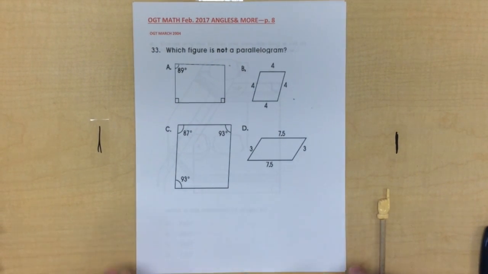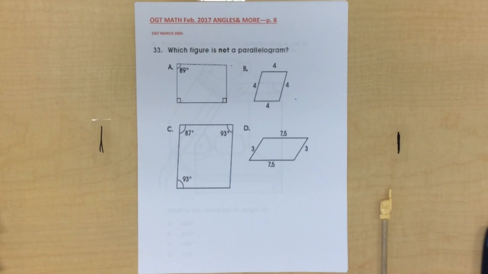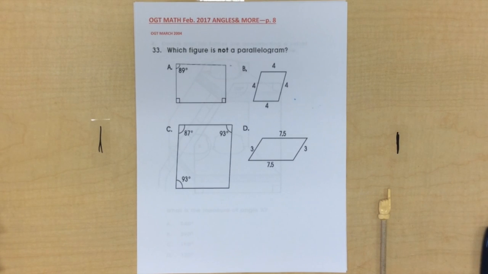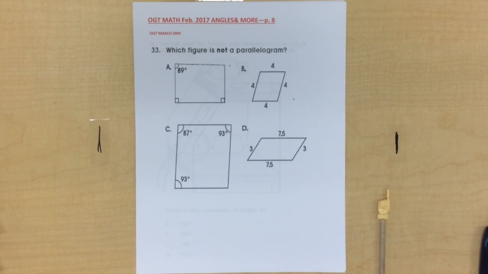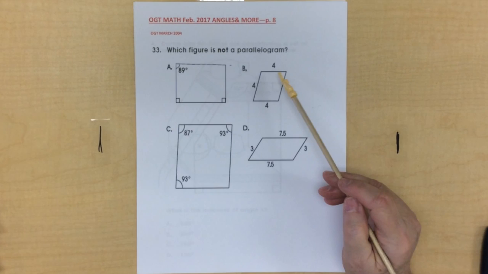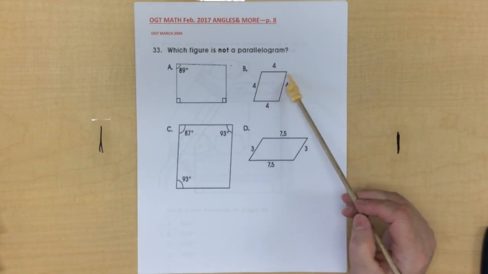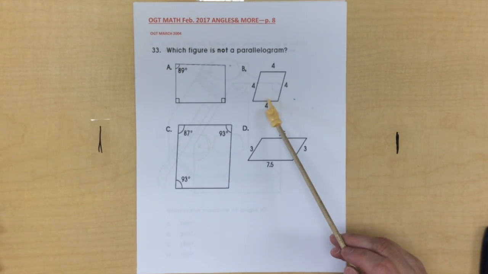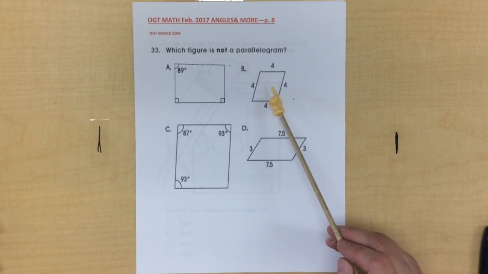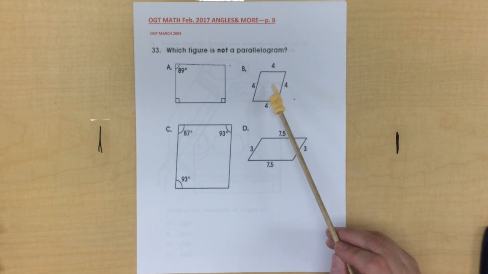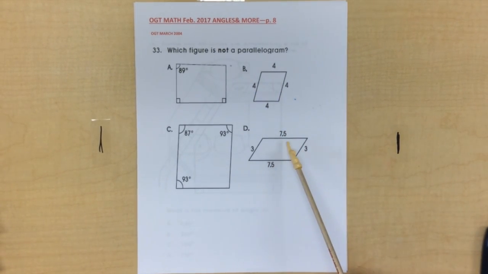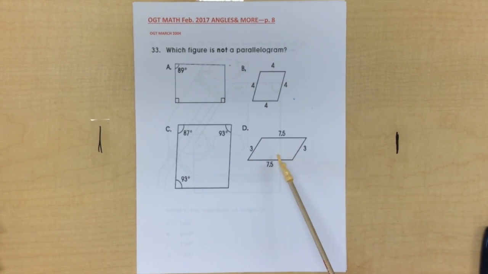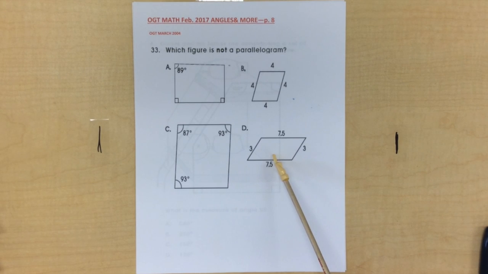This one's a little tricky. Which one of these is not a parallelogram? And they're dealing with more than just angles. B has all sides equal to 4, so that makes it at least a rhombus. And a rhombus is one of the types of parallelograms. So it's not B. B is a parallelogram, so B is not the answer. D has opposite sides congruent. That's the condition for a parallelogram, so this is also a parallelogram.